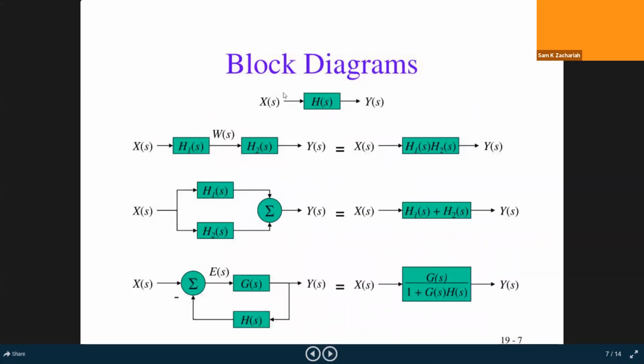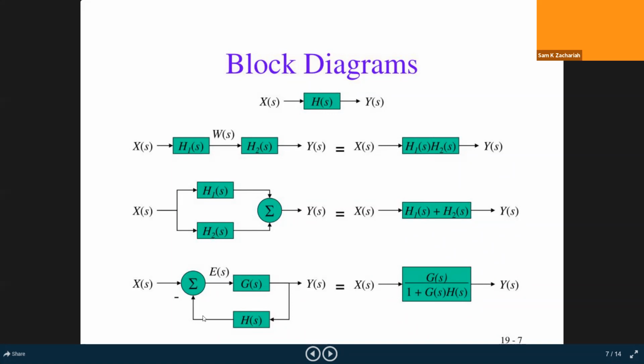And some common rules, or block diagram rules. If we have xs as input, ys as output, hs as a transfer function, h1 and h2 can be two blocks put together as h1 h2s. You can represent two linear time invariant systems in parallel, and if their outputs are added, they can be represented by a single block with h1s plus h2s.